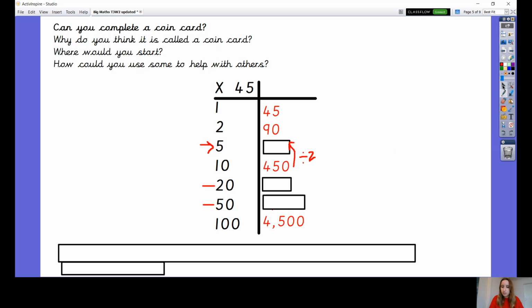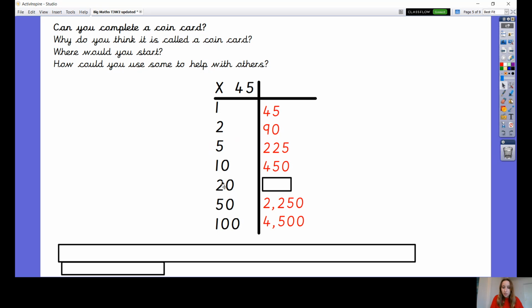Okay, let's check our answers to those parts. So 5 times 45 was the part I asked you to do next, by halving 450, which is 10 lots of 45. Half of 400 is 200 and half of 50 is 25. So 5 times 45 is 225. I can then use this fact to help me with 50 times 45 because I can make it 10 times bigger. So 50 times 45 is 2,250.